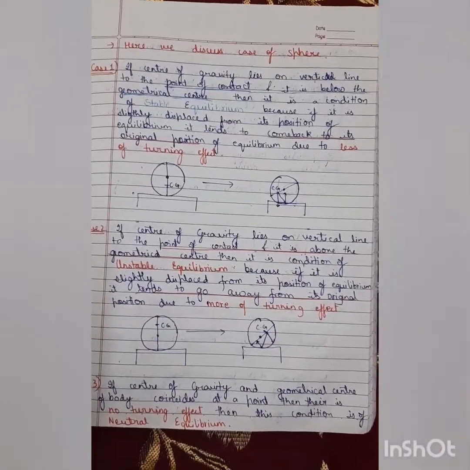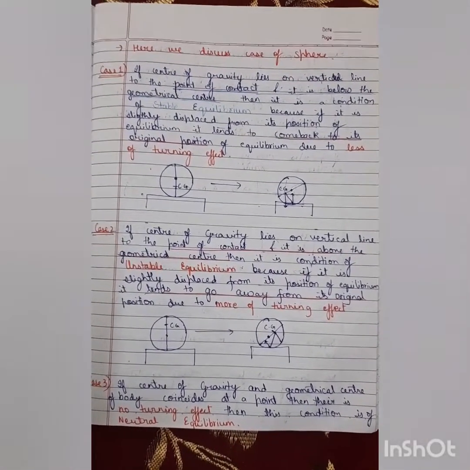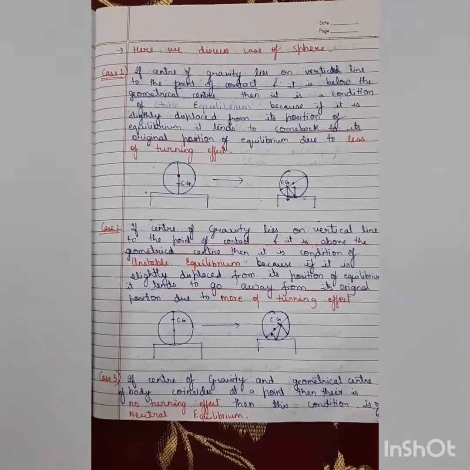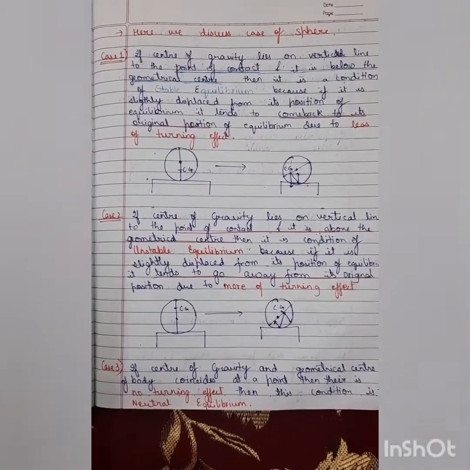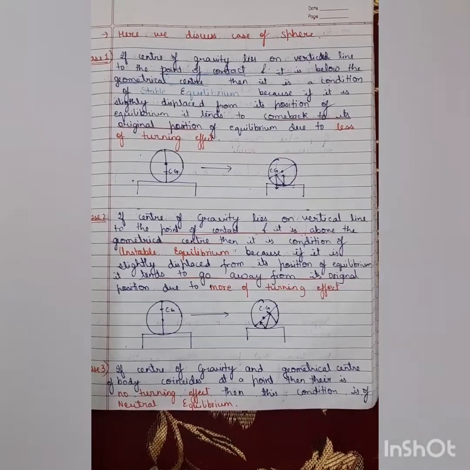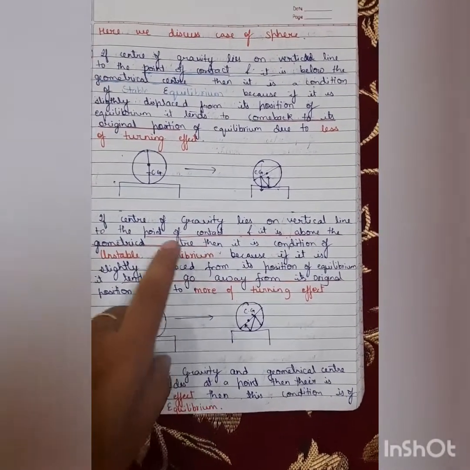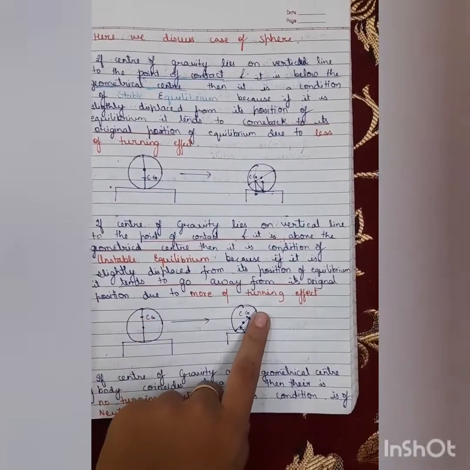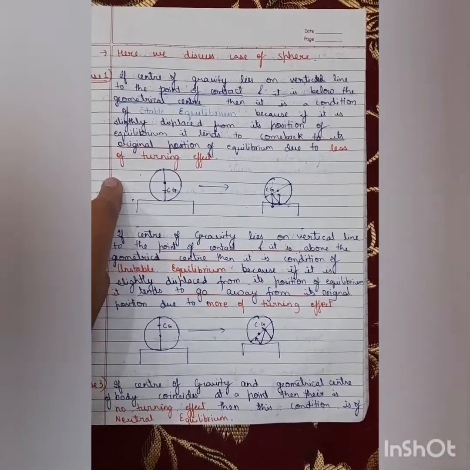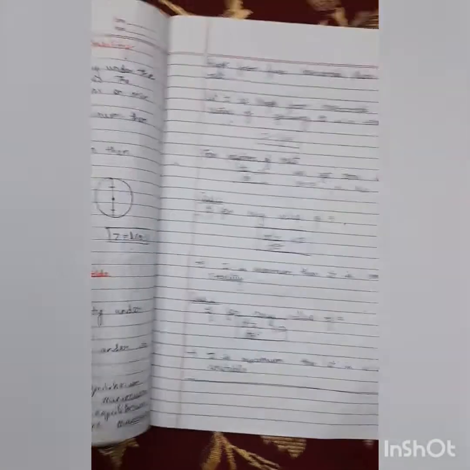Now the third case: if the center of gravity and geometrical center of the body coincide at a point, then there is no turning effect. Then it is a condition of neutral equilibrium. In neutral equilibrium, there is no turning effect, and in unstable equilibrium, there is more of turning effect, and in stable equilibrium, there is less of turning effect.